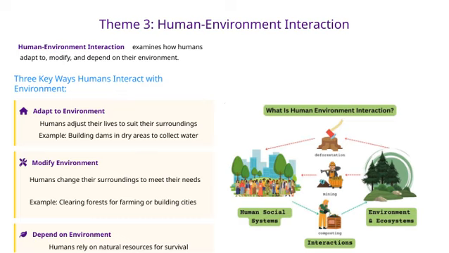Let's talk about human-environment interaction. This theme looks at how humans connect with their surroundings, how they adapt to it, change it, and depend on it for survival. There are 3 main ways we interact with the environment. First, we adapt to it. That means adjusting our lives to fit our surroundings. For example, building dams in dry areas to collect water helps us survive in places with little rainfall.